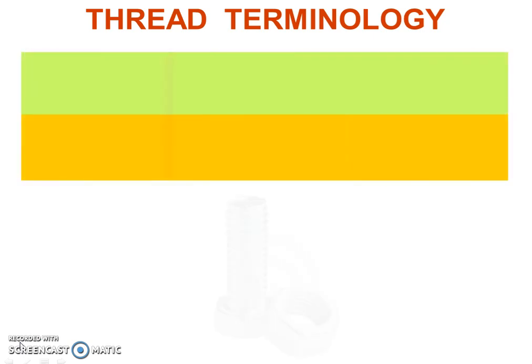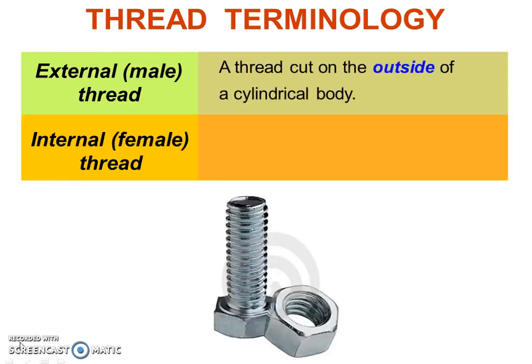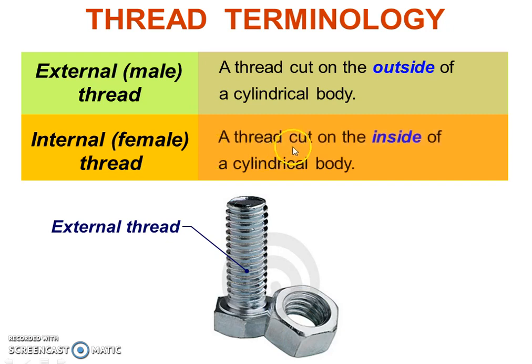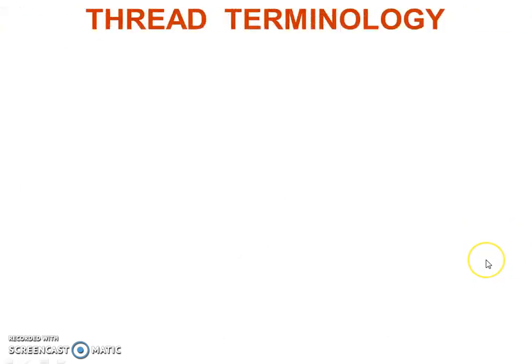Thread terminology. Threads are of two types, external threading and internal threading. External threads are cut on the outside of a cylindrical body. Internal threads are cut on the inside of a cylindrical body. This is known as a bolt, over which external threads are cut, and this is known as a nut, over which we have internal threads.